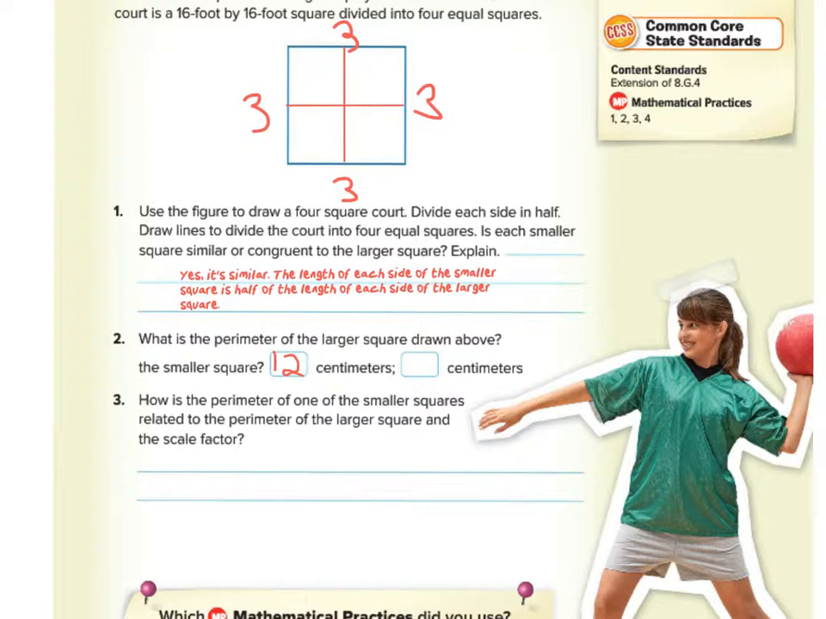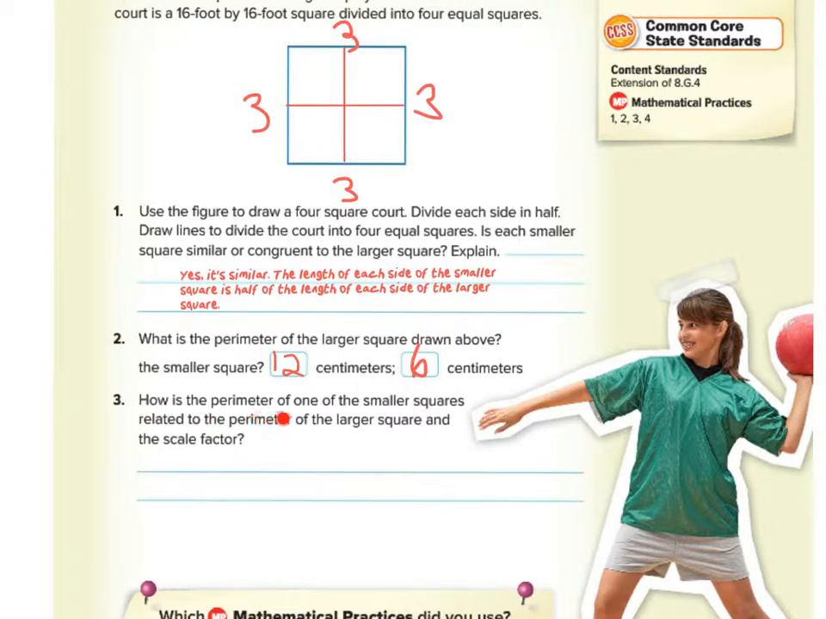So what would be the perimeter of 1 square? Well, if I'm only taking half of 3, I have 1.5 plus 1.5 plus 1.5 plus 1.5. So 1.5 times 4 is 6. Okay? So even though it's only a quarter the size, the perimeter is half.